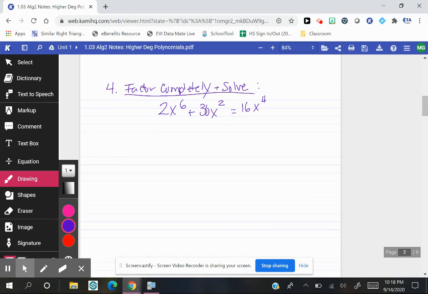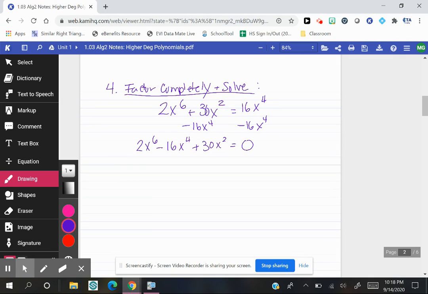All right, so whenever we're solving, just like last class, you want to always have your highest exponent. So before it was an x squared. In this case, it's x to the 6th. So you want that to be positive, which it is, and you want to get it equal to 0. So I'm going to subtract this 16x to the 4th over to here. Standard form means we want to have them in descending order. So I'll have here 2x to the 6th minus 16x to the 4th plus 30x squared equals 0.